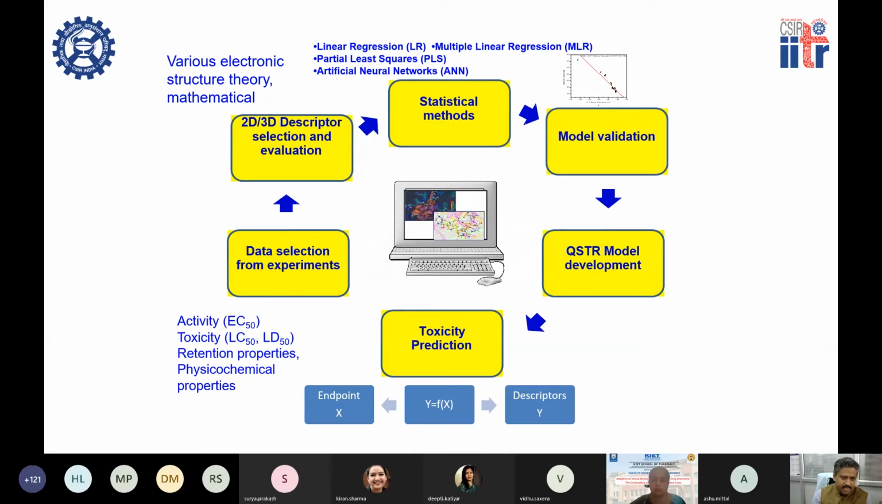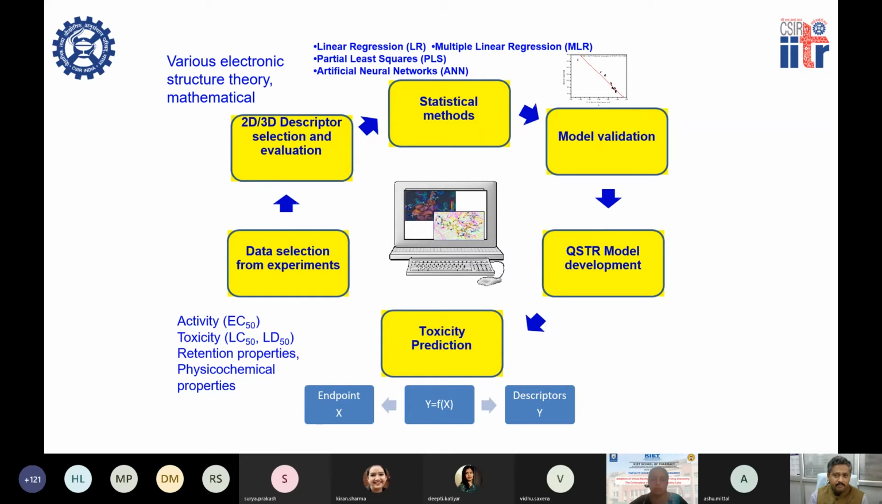Once you have the experimental values and the calculated descriptors, you start understanding how they are related to each other. There are statistical methods like linear regression analysis, multiple linear regression analysis, partial least squares methods, artificial neural networks. As I said, other artificial intelligence methods are now making the statistical methods much stronger and superior for developing models.